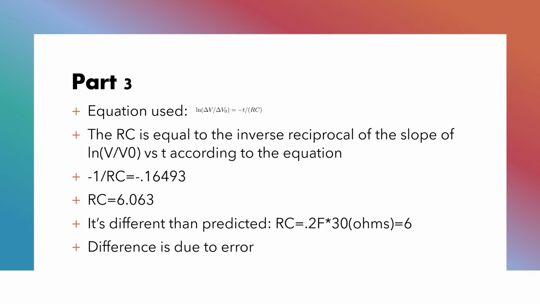We found that the slope was negative 0.16493, set that equal to negative 1 over RC, and found that the RC is equal to 6.063, which is different than predicted, as resistance times capacitance in this instance was equal to 6, because 0.2 farads times 30 ohms.